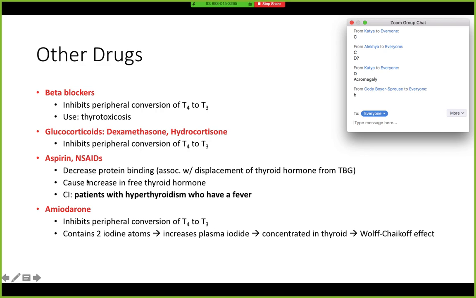So these are going to decrease protein binding, so result in an increase in free thyroid hormone. So if you have a hyperthyroid patient who presents with a fever, you're not going to want to give them an NSAID to reduce the fever, because if you're increasing the amount of free thyroid hormone, this is going to kind of make their hyperthyroid state worse.